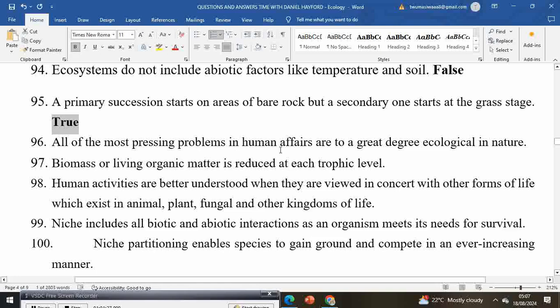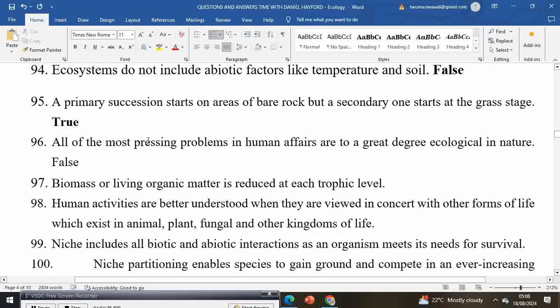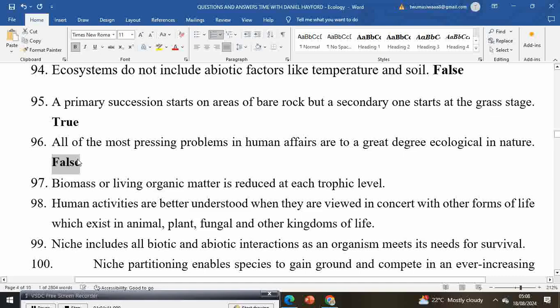Now, all of the most pressing problems in human affairs are to a great degree ecological in nature. This one is false. And what makes it false is the word all. If we say some of the most pressing problems in human affairs are to a great degree ecological in nature, then that one would be right.